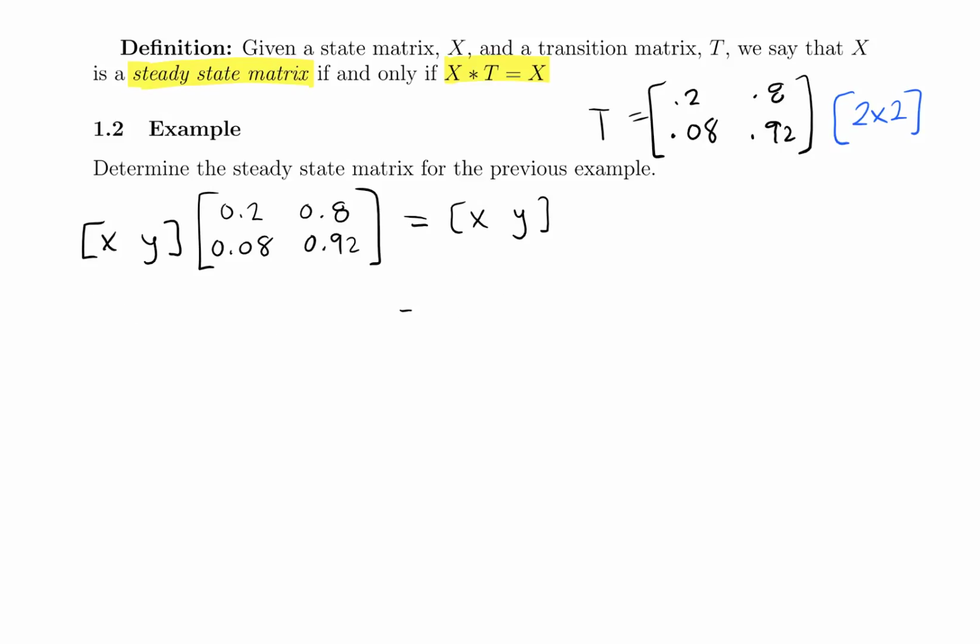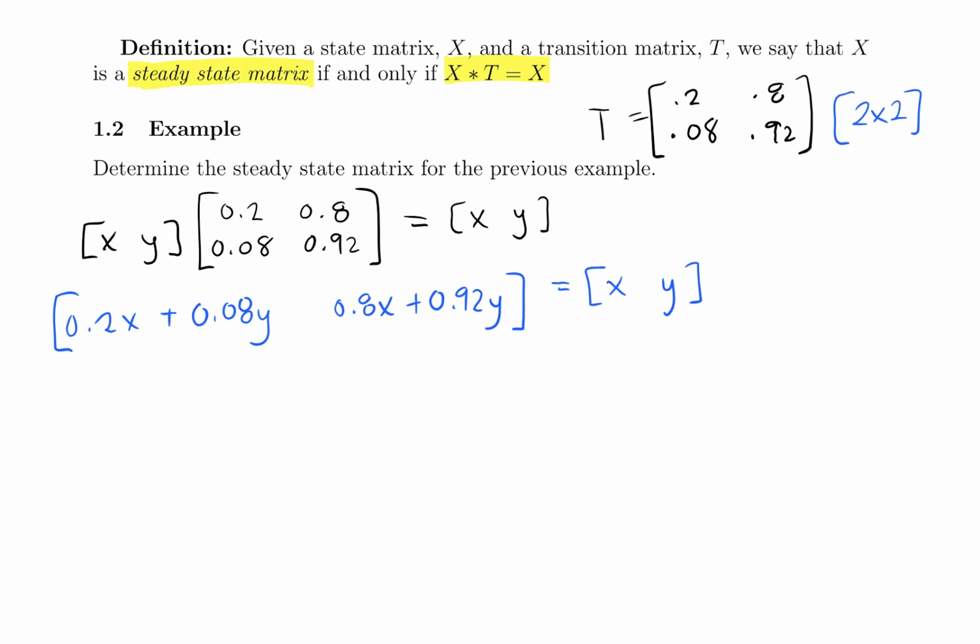I'm going to get rid of this line so we have enough room here. If we do the matrix multiplication on the left, we would get 0.2x plus 0.08y. And for the second column, we would get 0.8x plus 0.92y. That would be our multiplication for the left-hand side. Now this 1 by 2 matrix has to equal (x, y), the matrix (x, y).